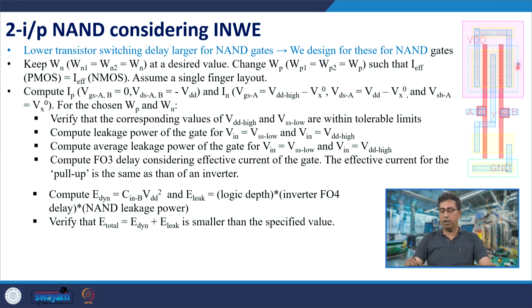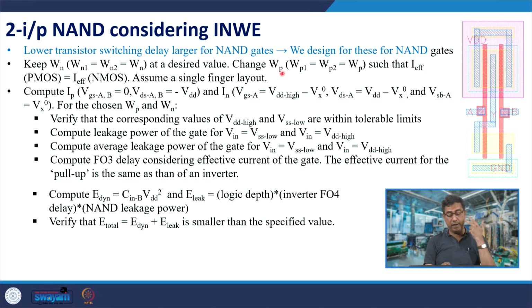This is the layout of a 2 input NAND gate with a single finger. So, this is what we will first discuss. We will consider lower transistor switching right now because that has the larger effect. We will first choose a certain value of Wn, which is the maximum finger width in that standard cell library. For a simpler, systematic layout, the Wn of both the devices would be equal, and Wp of both the devices would also be equal.